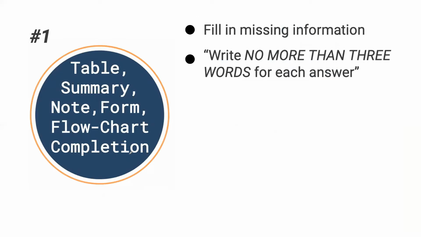We're going to look at 6 different question types today, and our first one is going to be the table, summary, note, form, and flowchart completion. Now, these are technically 4 different types of question, but they are all similar in that you have to fill in missing information. The strategy is the same. For the answers, you'll have things like write no more than 3 words for each answer, or write 1 word only. This is just an example, but you see that you'll have to fill in the gaps or write out the answers. Here's an example.